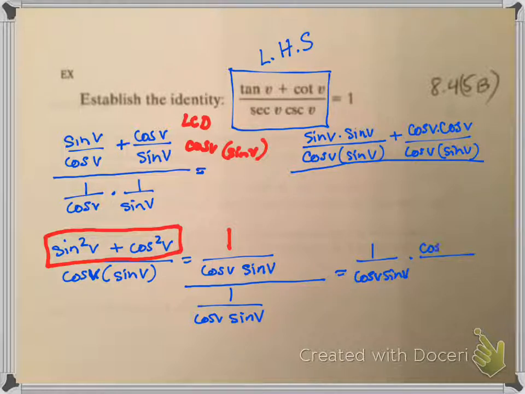So I have cosine v sine v over 1. And these two cancel each other out. So basically I get 1 over 1, which is 1. That is the right-hand side, so I've established my identity.